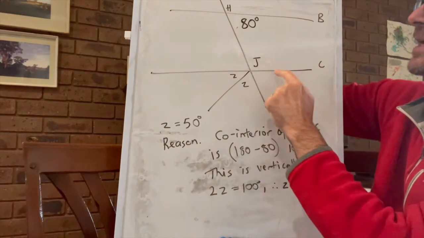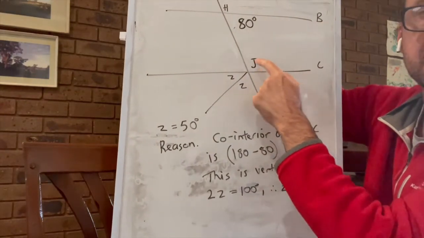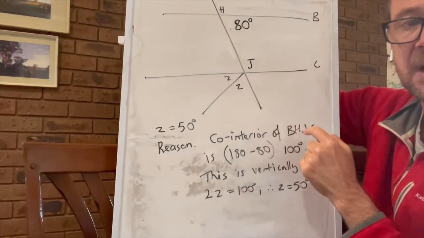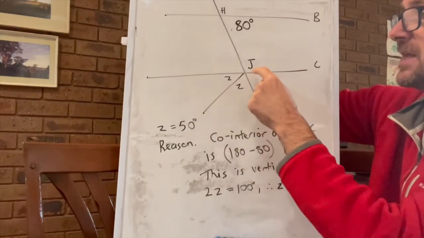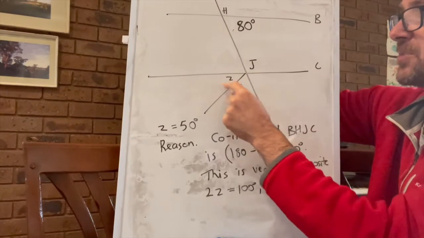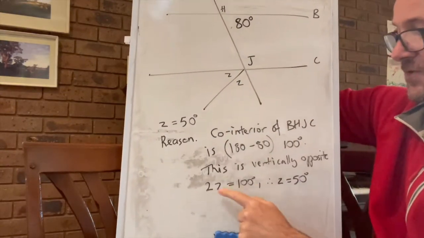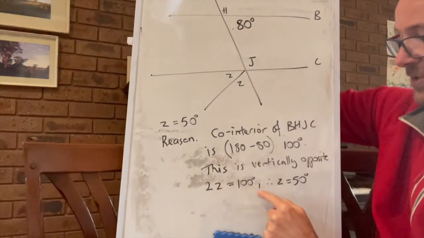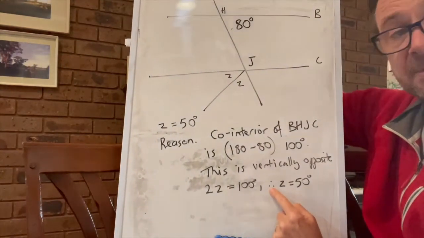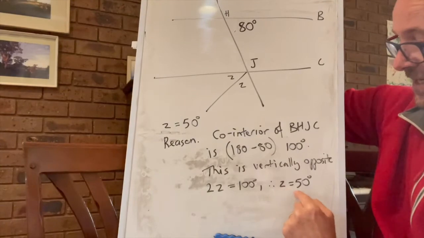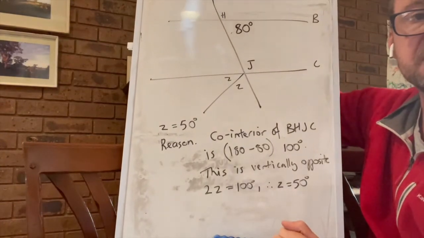So now we know that this angle here is going to be 100, and then we can say that that's vertically opposite these ones here, and so that means that 100 is vertically opposite 2z. So if 2z equals 100, therefore, and these three dots in a little triangle shape mean therefore, z equals 50, because 100 divided by 2 is 50.